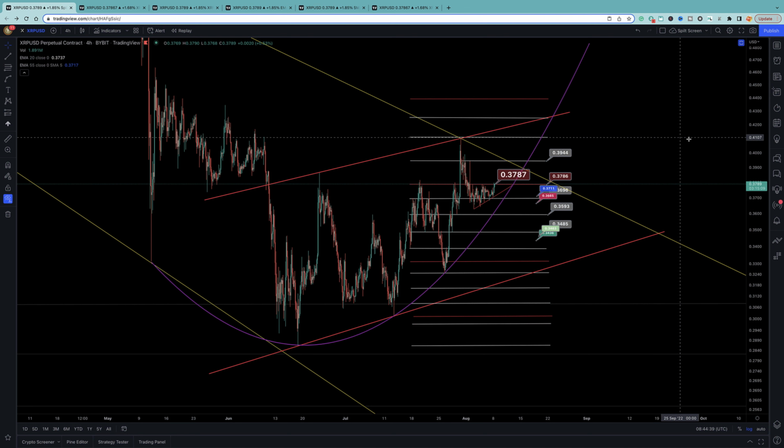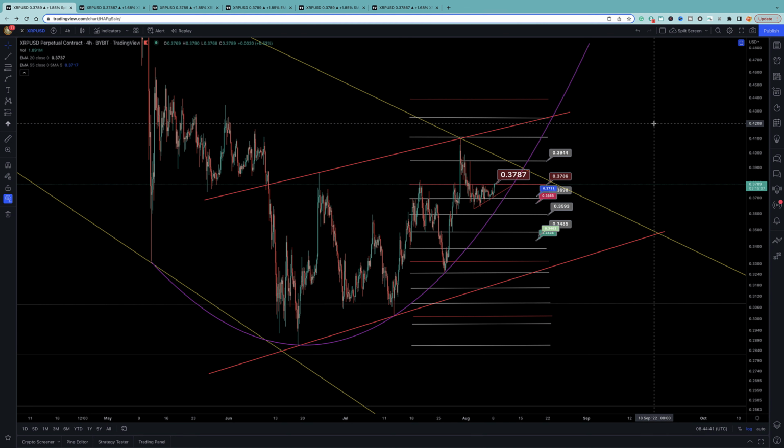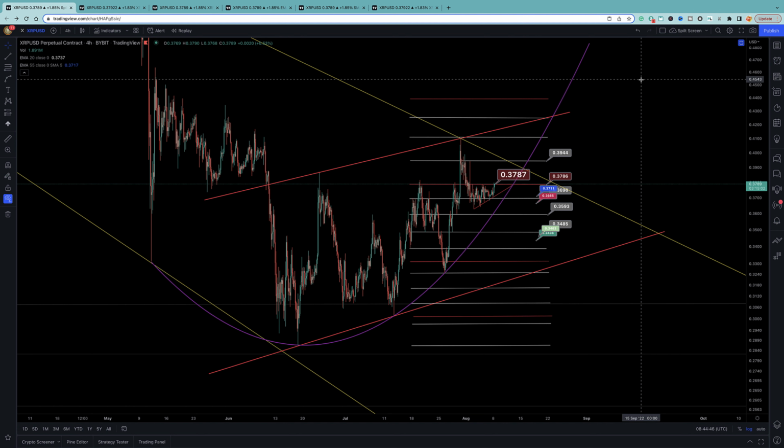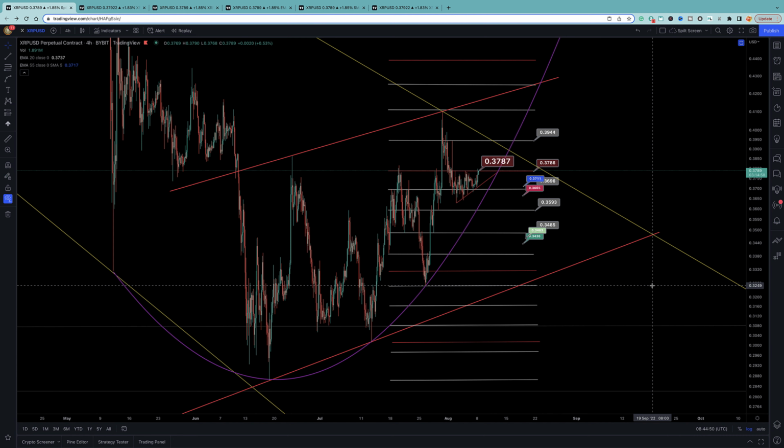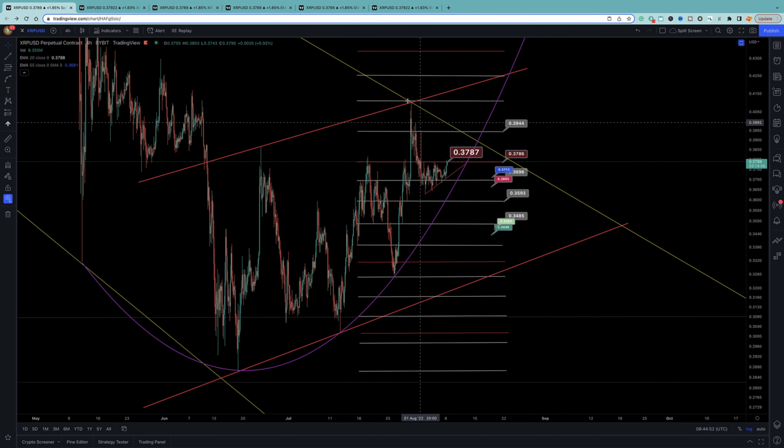I'll start with XRP. So I've tidied up my charts. I took all my long-term charts off into a different section and just kept my short-term, and just kept the most pertinent information. So you can see the lines here. All these lines here are basically the support and resistance. The white lines are the 1 hour, and the red ones here are the 4 hour support and resistance channels.